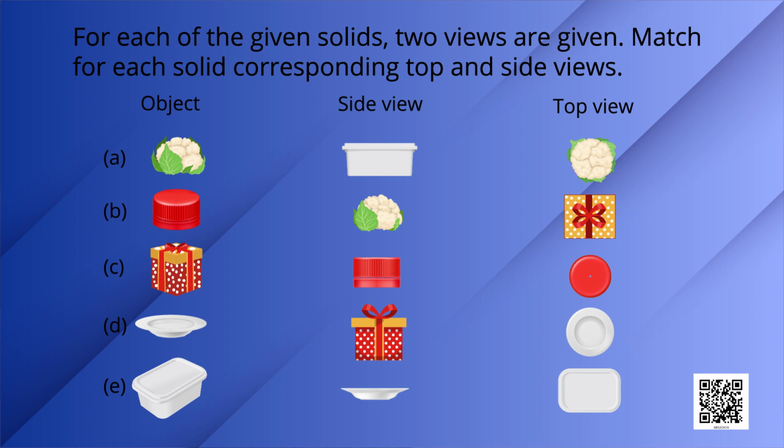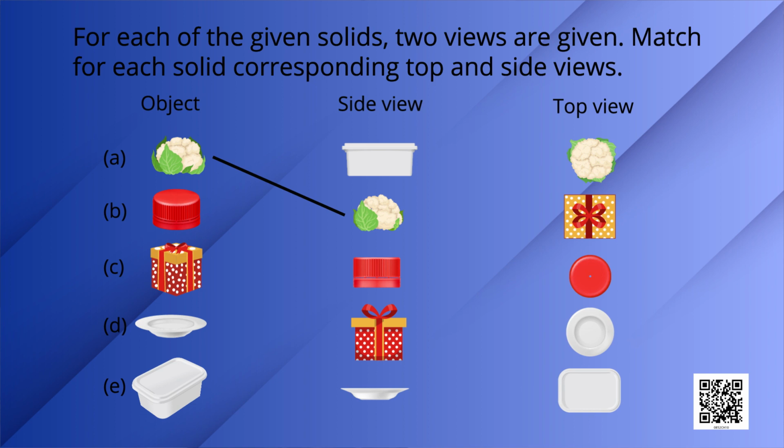So children, in the first column, you are given the pictures of some objects. And in the second column, you are given the side views of such objects. And in the third column, you are given the top views of such objects. So which is the first object in the first column? It is a cauliflower. Children, can you match it with its side view? Clearly, the second picture shows the side view. So here we match a part of the first column with the second picture of the second column.